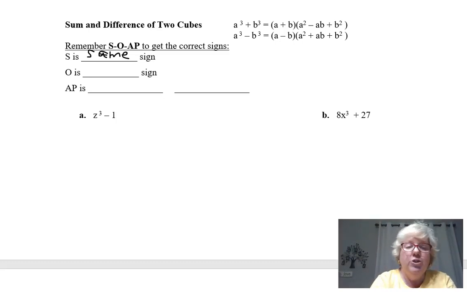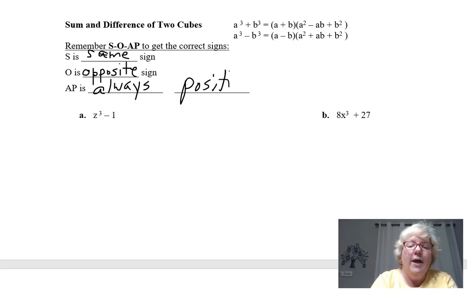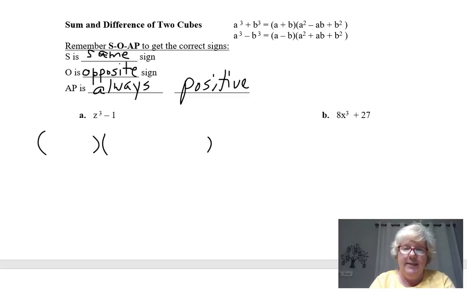The O means use the opposite sign next. And the letters AP stand for the last sign, which is always positive. So right off the bat, if you notice you have x to the third, or in this case, z to the third, I will put a short parentheses and a longer parentheses. Then I will fill in the signs.